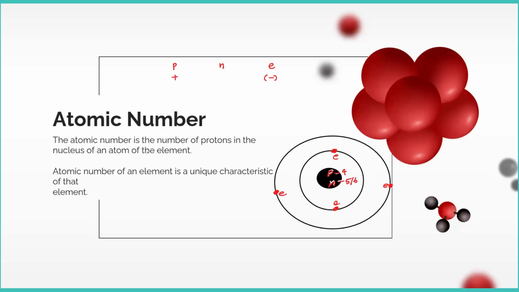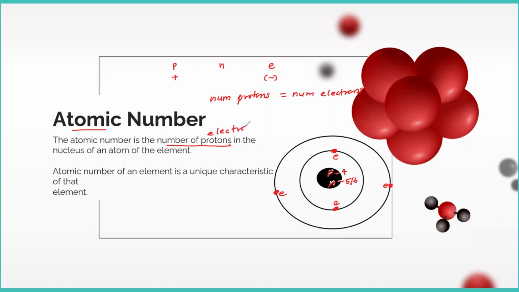Now, when we have to define the atomic number: the atomic number is the number of protons in the nucleus of an atom of the element. Again, the atomic number is the number of protons in the nucleus of an atom of the element. Even though the number of protons is equal to the number of electrons, we are not going to define atomic number using the number of electrons.